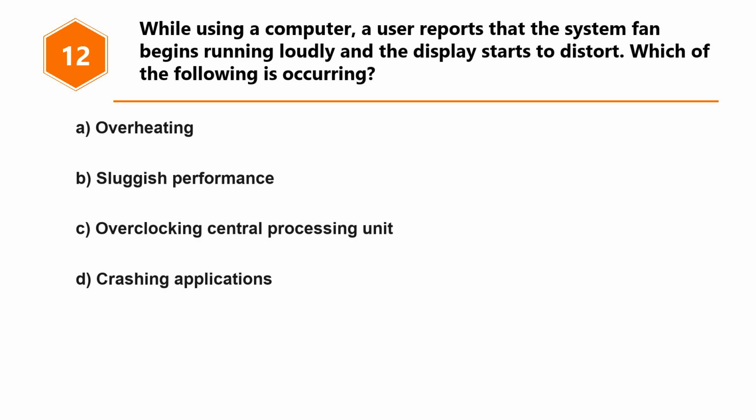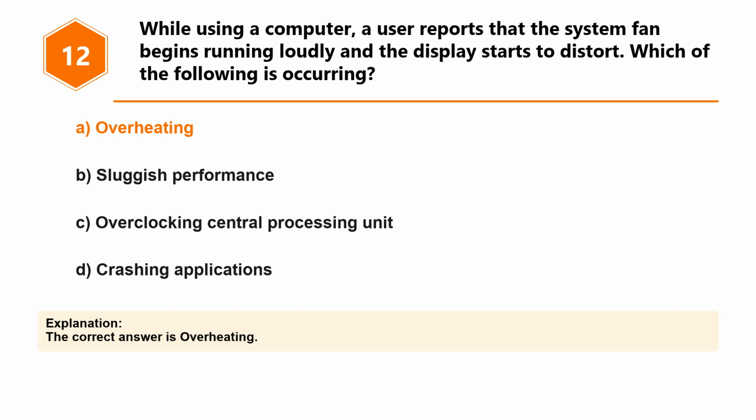Question 12. While using a computer, a user reports that the system fan begins running loudly and the display starts to distort. Which of the following is occurring? Option A, overheating. Option B, sluggish performance. Option C, overclocking central processing unit. Option D, crashing applications. The correct answer is option A, overheating.